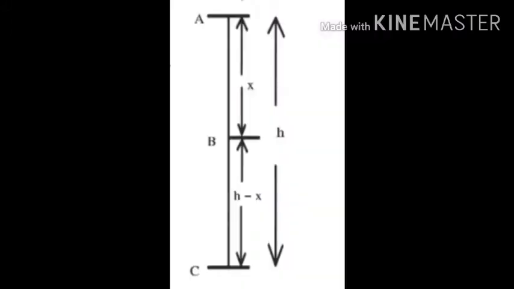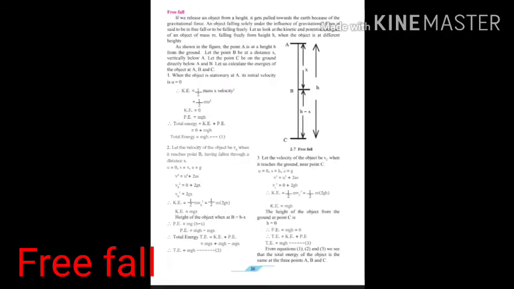As shown in the figure, the point A is at height h from the ground. Let the point B be at a distance x vertically below A. Let the point C be on the ground directly below A and B. Let us calculate the energies of the object at A, B and C. Number 1. When the object is stationary at A, its initial velocity u is equal to 0. Therefore, total energy is equal to mass into gravitation into height, mgh.